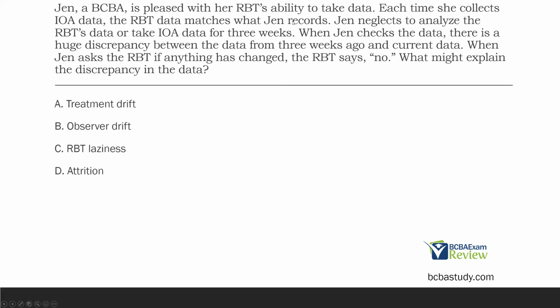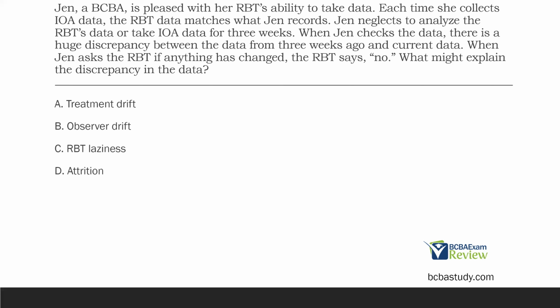Jen, a BCBA, is pleased with the RBT's ability to take data. Each time she collects IOA data, the RBT data matches what Jen records. Jen neglects to analyze the RBT's data or take IOA data for 3 weeks. When Jen checks the data, there is a huge discrepancy between the data from 3 weeks ago and current data. When Jen asks the RBT if anything has changed, the RBT says no. What might explain the discrepancy in the data?